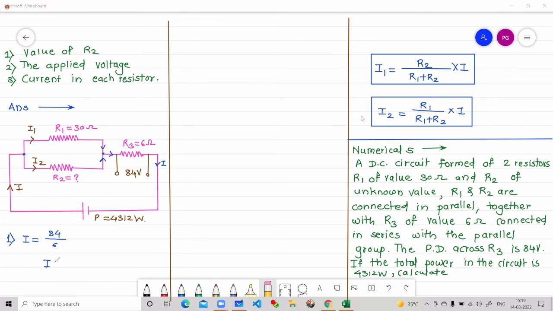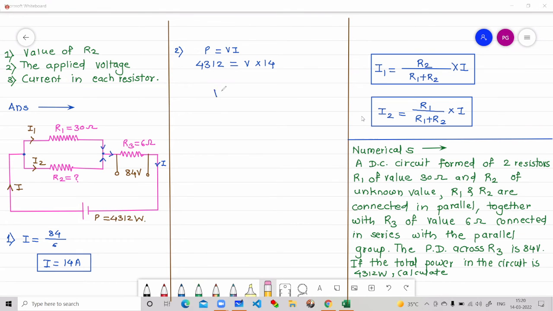So your I is coming out to be 14 ampere. This is the first step which fixes your main current, right? Then the next thing: this is the current which is through the whole circuit, right? So through your battery also the current is 14 ampere. So let us calculate voltage because power is given to us. So the second point will be P is equal to V into I, right? P is 4312. V we don't know and I we know, 14.